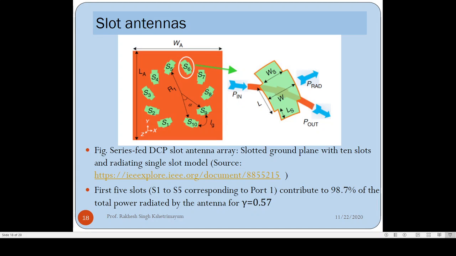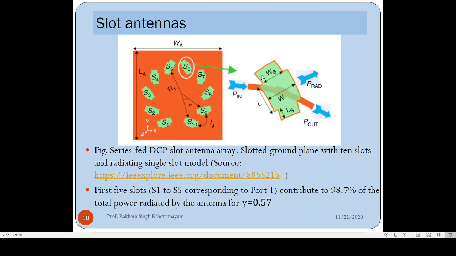Then the second slot antenna which has originated from our research group is called a series-fed dual circular polarized slot antenna array. So here you have a slotted ground plane. These are slots. How many slots are there? 10 of them are there. The orientation is designed properly so that we will have a dual circular polarized antenna.